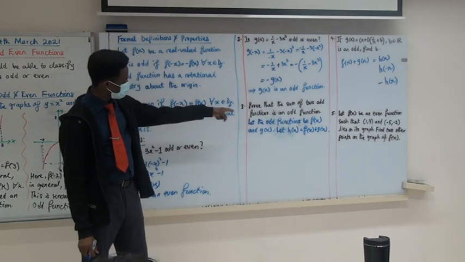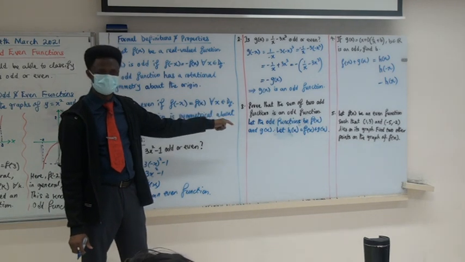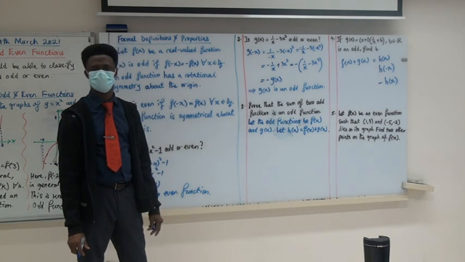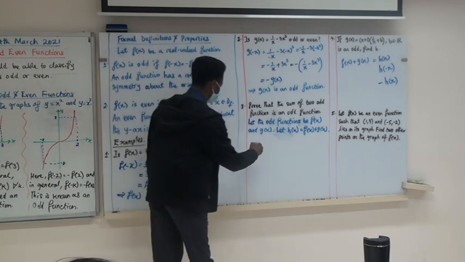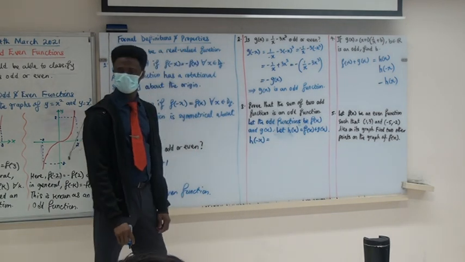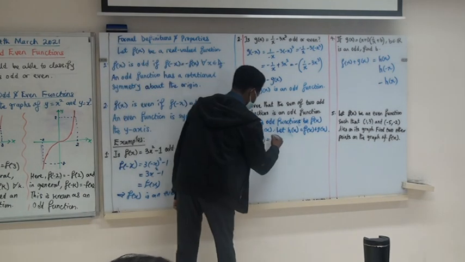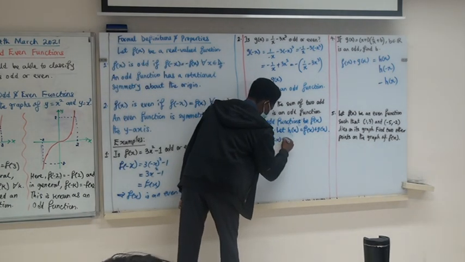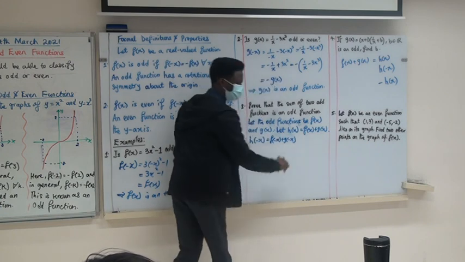Okay? So you are actually focusing on h. You want to show that h is odd. To show that h is odd, you start with h of minus x. H of minus x will be f of minus x plus g of minus x.